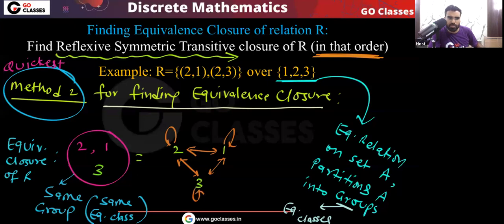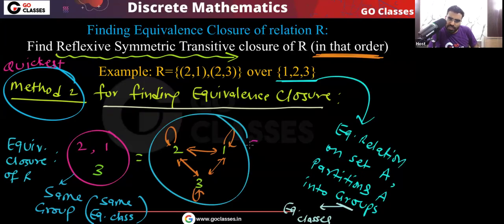Okay, they are related to each other. That's it. This is your final answer. Equivalence closure of R. This is the equivalence closure of R. Did you understand? Tell me.